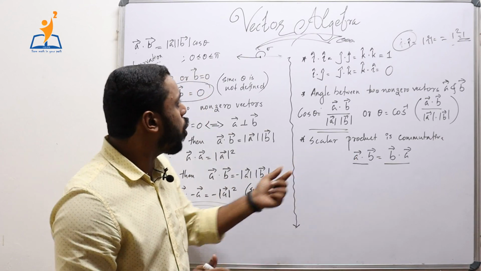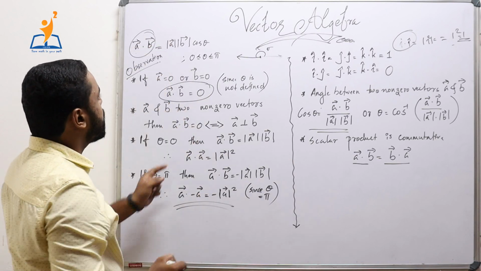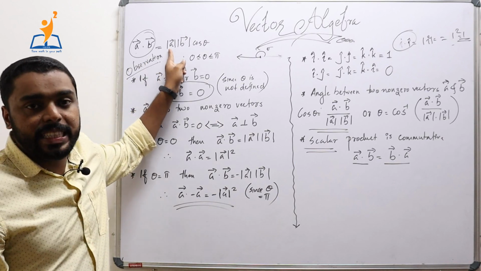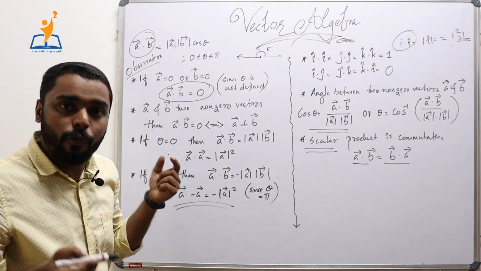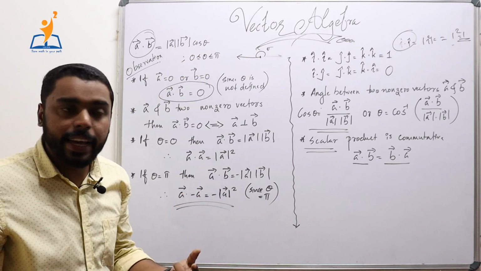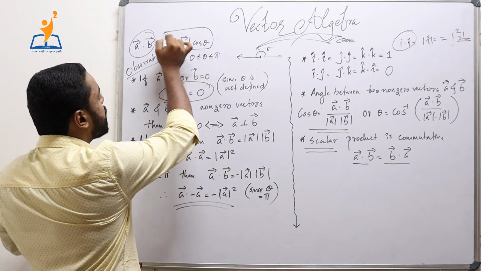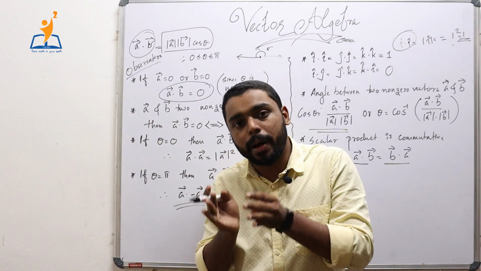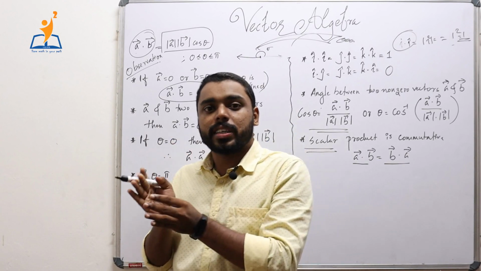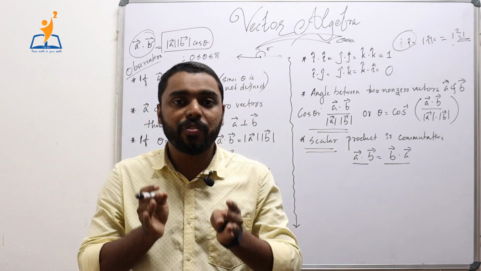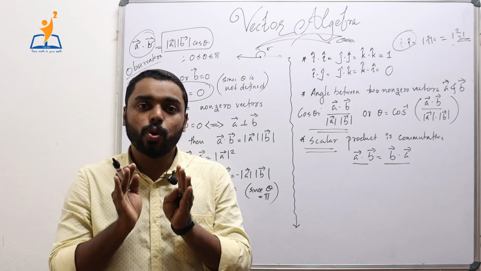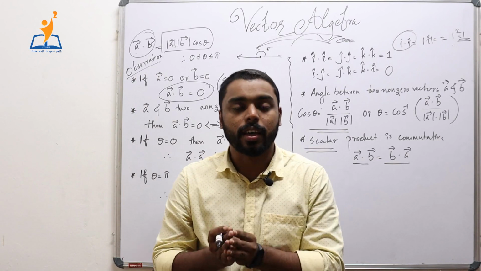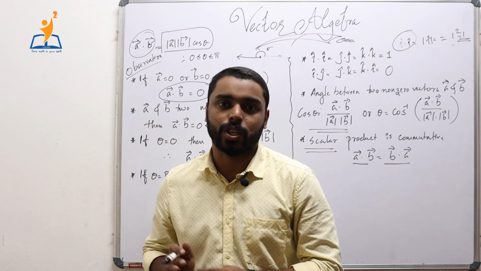Note that we call the dot product the scalar product also, because mod A is a scalar or a real number, mod B is of course a scalar, and cos theta is a scalar. So when we multiply these things together, we get a scalar, which means that whenever we multiply two vectors in the dot product formula, we always get a scalar. So we call the dot product also a scalar product. Clear? Now we shall move to the next section.